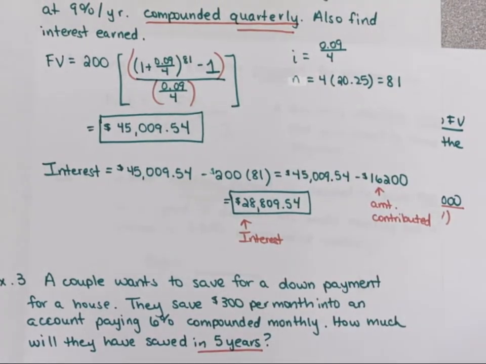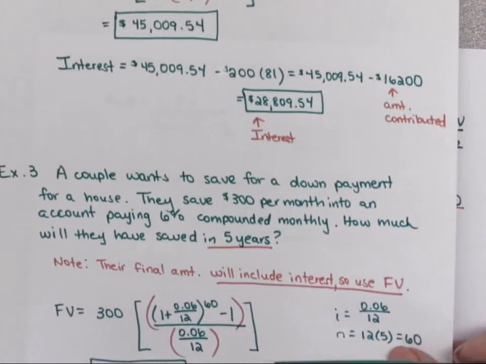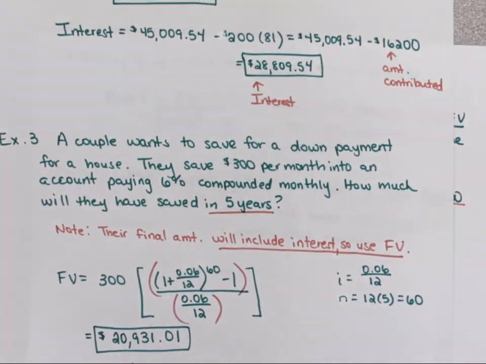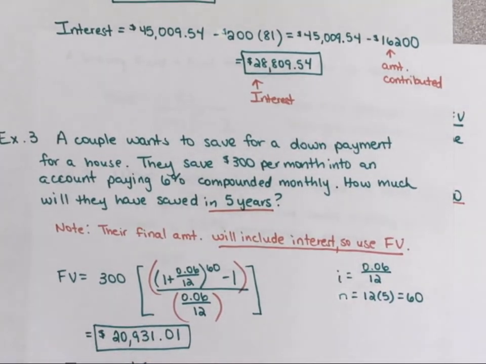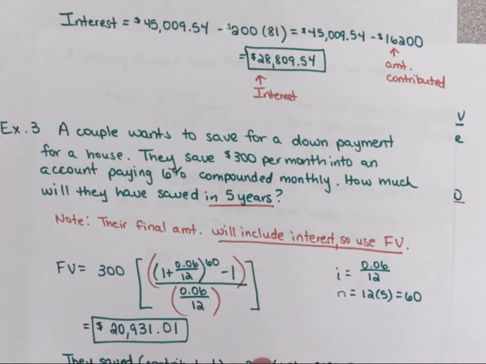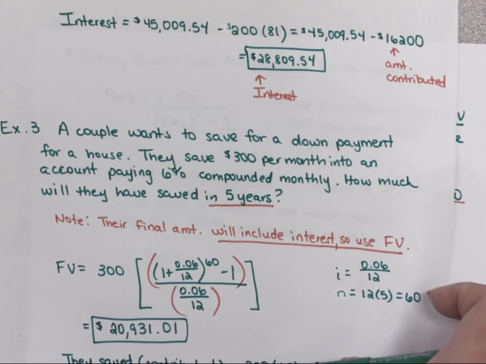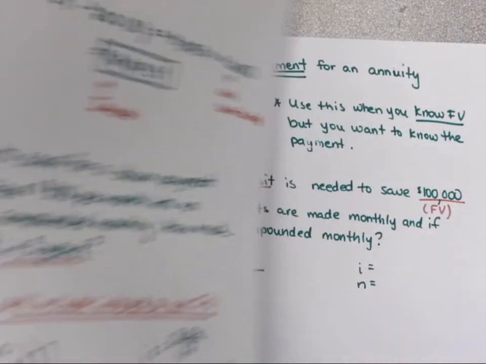And N is always the total amount of payments in this book, even in other sections. M is the number of times per year. N is the number of payments. So I just changed it back in examples 2 and 3.